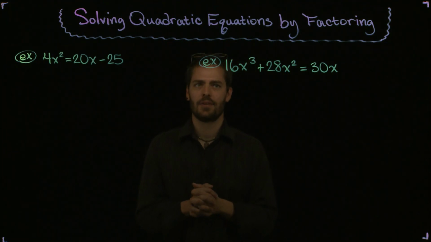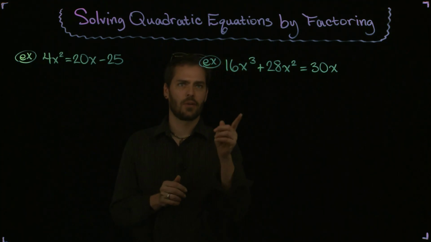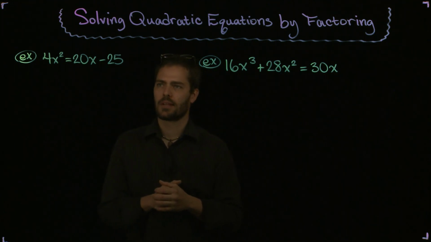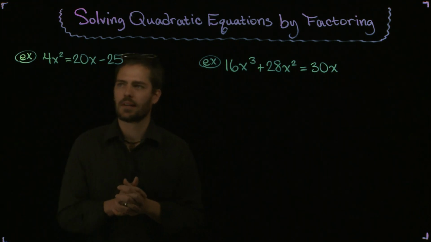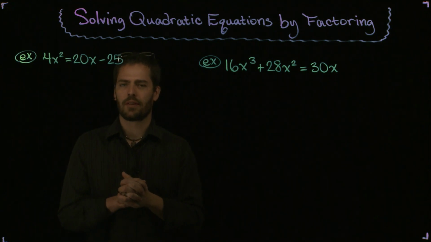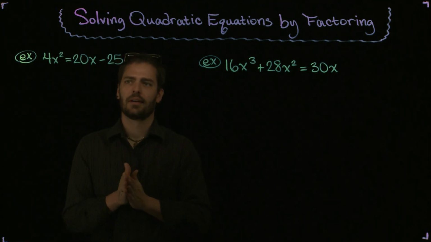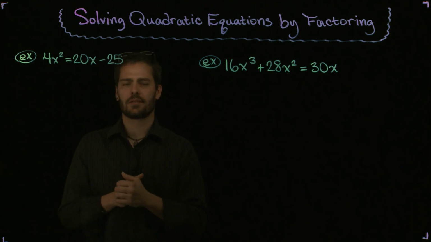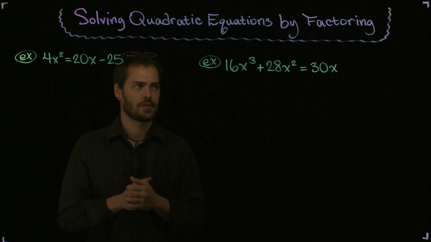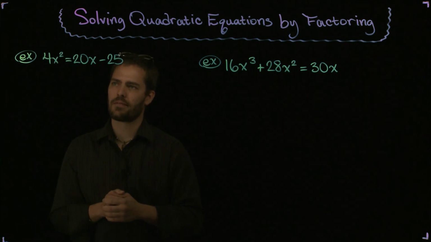Okay, let us continue solving quadratic equations by factoring with a couple more examples. And we're going to, again, invoke the zero factor property to ultimately solve these equations. That's kind of the name of the game. Factor so that you can use the zero factor property to solve the equation. So let's start with this one here on the left.